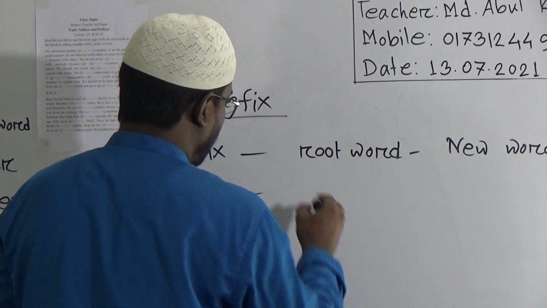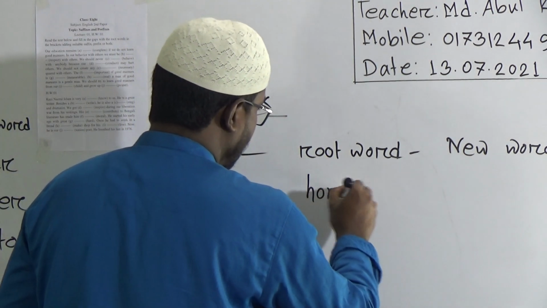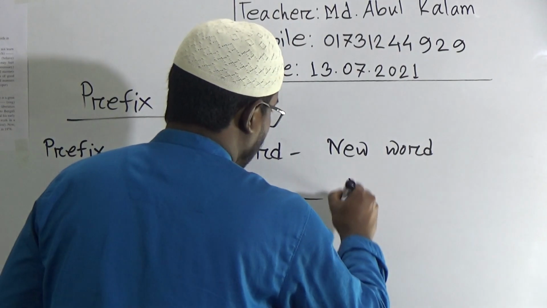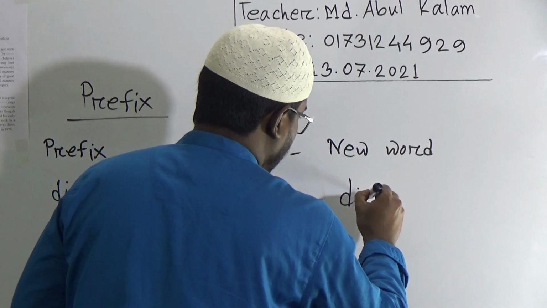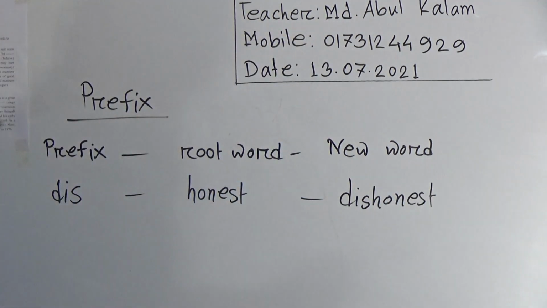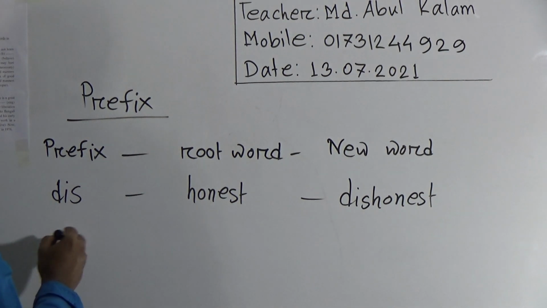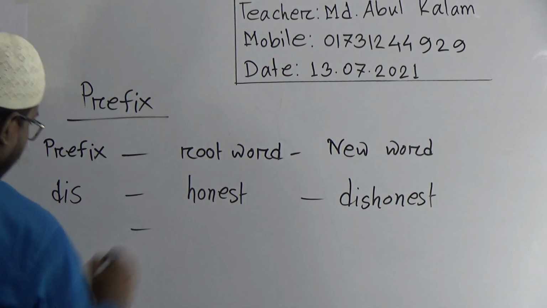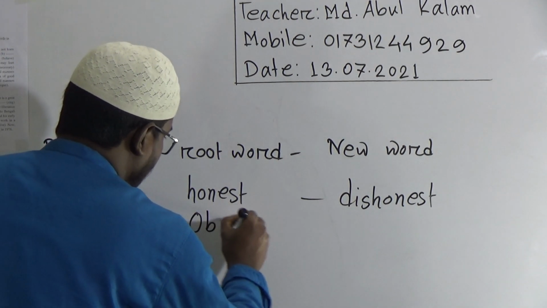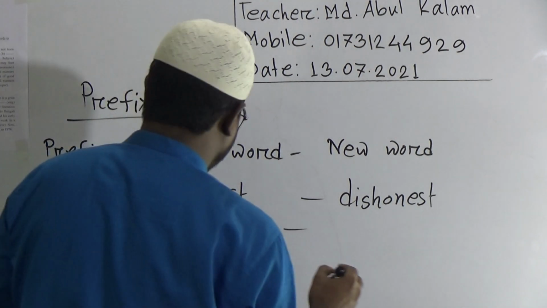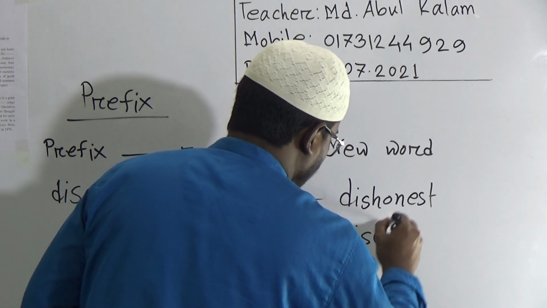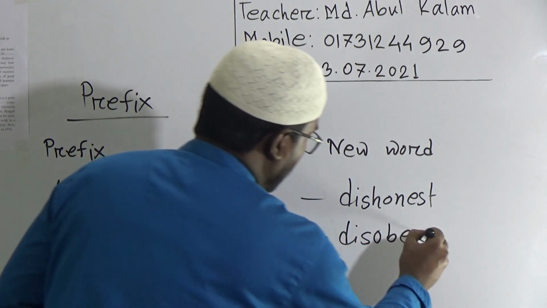Honest is a root word, so after adding dis it will be dishonest. Then another one. Look at the root word, it is obey. And in this connection you can make other words also. It is disobey.